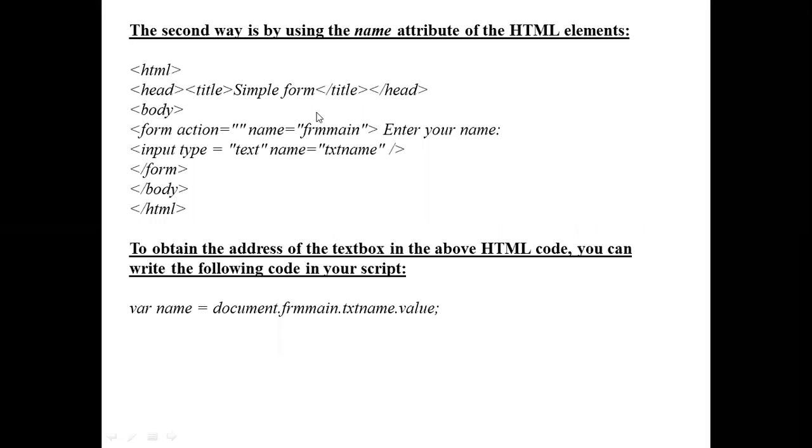The second way is using the name attribute of HTML elements. Here the form has action equal to empty, so there is no action. The name of the form is frm main. Next, enter your name, input type equal to text, and the text box name is txt name. So you are using the name attribute of the HTML element: var name equals document dot frm main dot txt name dot value.